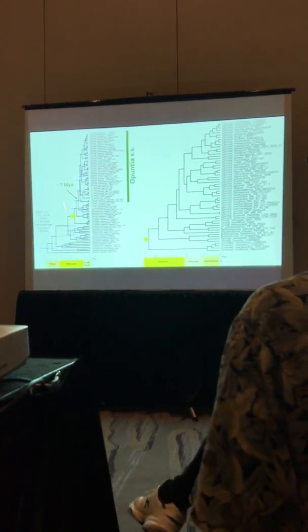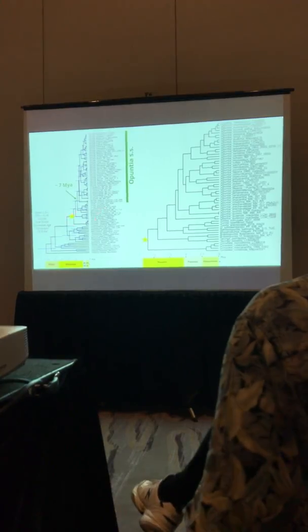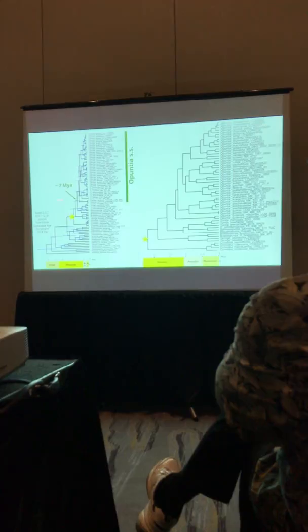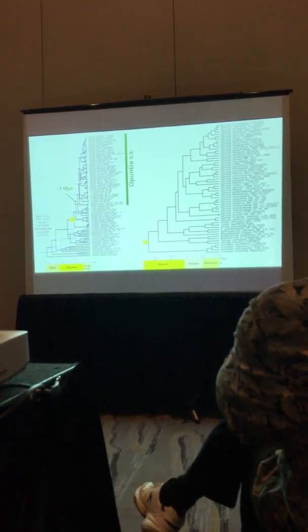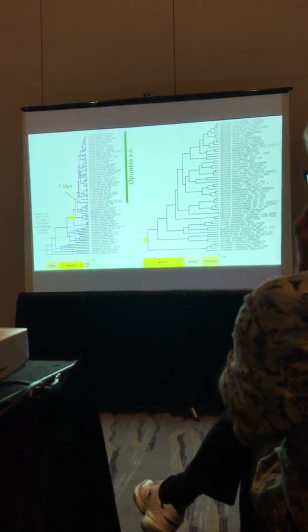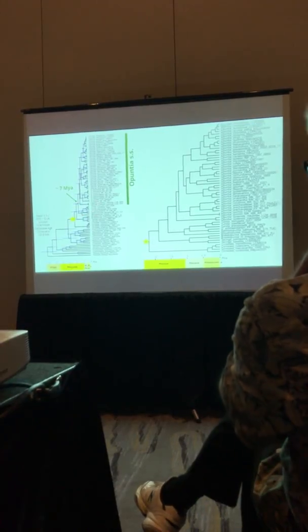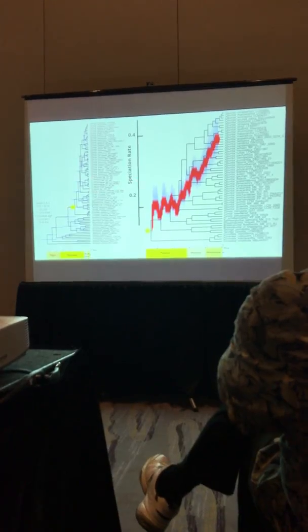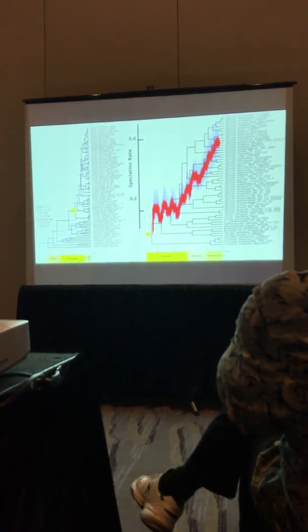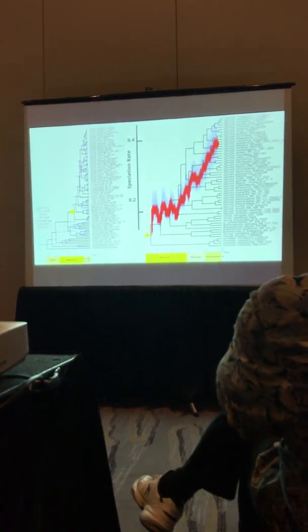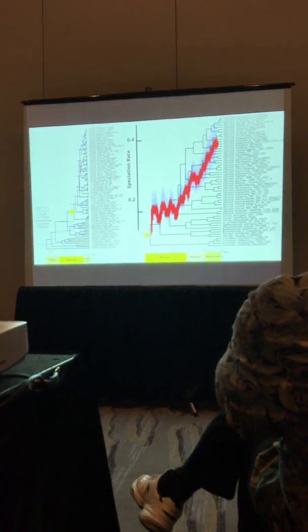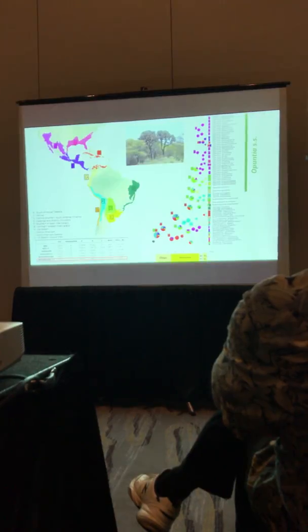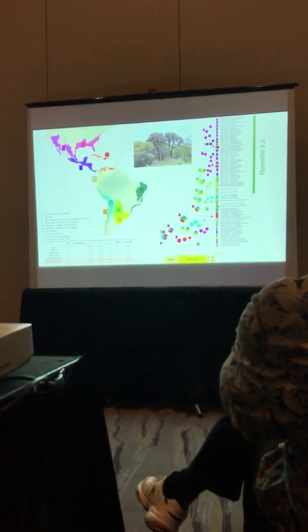When we look at the chronogram and time divergence estimation, we can see that Opuntia has a stem age of around 7 million years ago. So it's a really recent group, a recent divergence. And this is pretty interesting when we look at the speciation rate through time. In a range of 5 million years ago, we basically have a duplication of the speciation rate, so we can test later what this is related to.